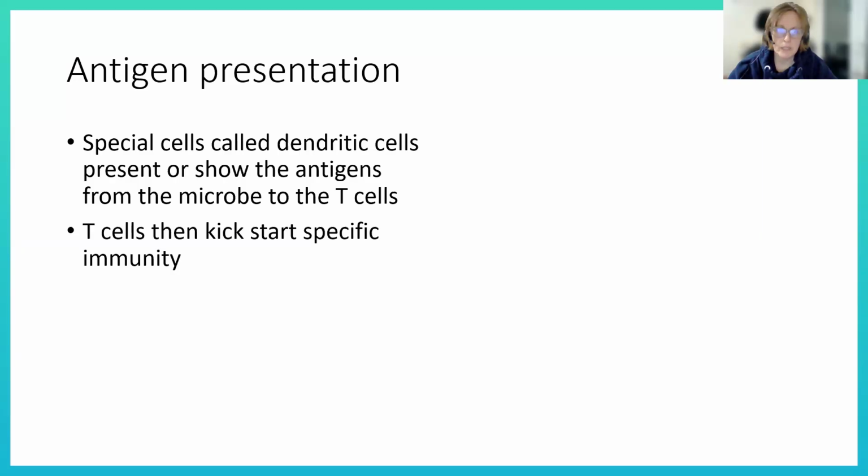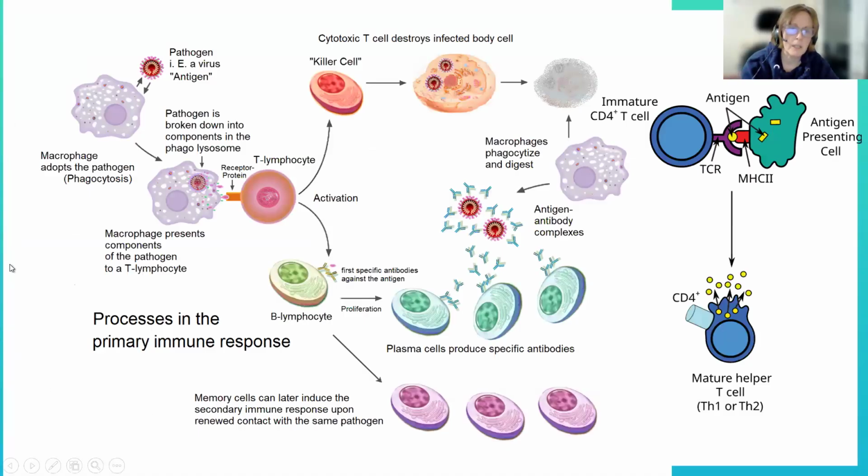So we talked about antigen presentation before. We said the special cells present or show the antigens from the microbe to the T cells. And then the T cells start specific immunity. So let's have a look at that again. So, invading pathogen, the macrophage breaks down the pathogen, takes the structures off the surface of the pathogen and shows it to the T lymphocyte.